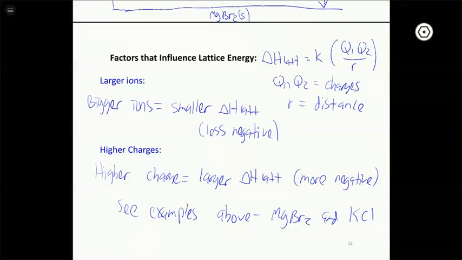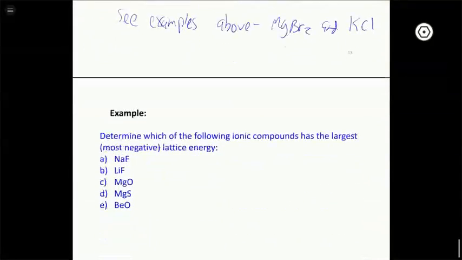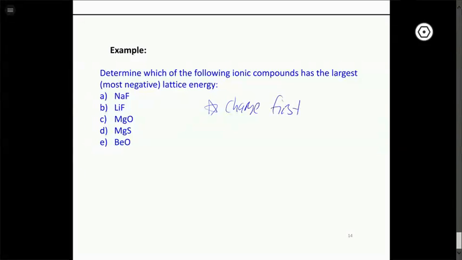So the other type of problem you'll have to do related to lattice enthalpy is compare them to each other. So here's an example of that, with the lesson we'll cover today. Determine which of the following ionic compounds has the largest lattice energy. So we have a bunch of choices here. When you're doing problems like this, the first thing you want to look at is charge. Only worry about the size of the ions if you have two that have the same charge.